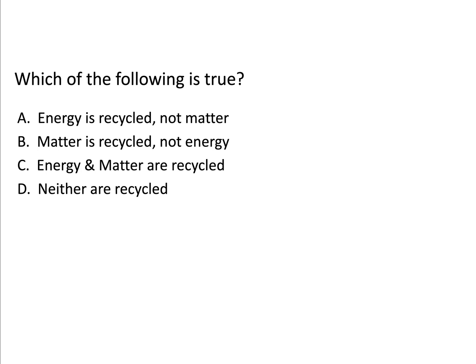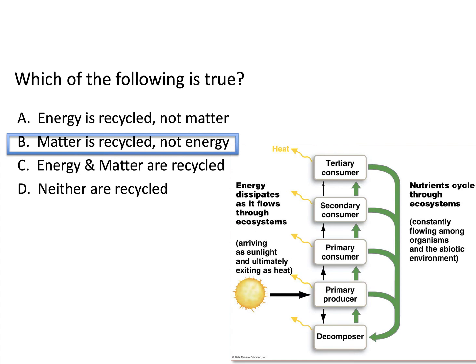Okay, which of the following is true? All right, hopefully you said matter is recycled, but not energy. So remember, matter cycles through systems over and over again, whereas heat energy comes in from outer space. It's dissipated as heat as it moves through a food chain and is ultimately lost out into the environment again and moves off of Earth out into space again. So energy flows, matter cycles.